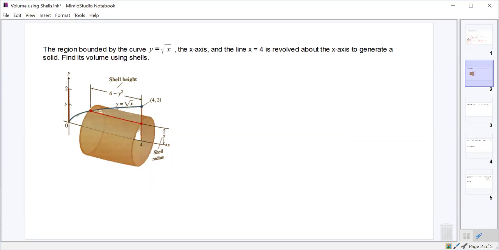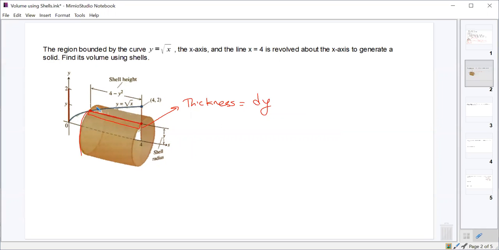And what we would do is we would graph our function first. And the second thing that we would do is we would sketch what we call a typical rectangle, like I said before. And that typical rectangle would be parallel to the axis that we were revolving around. And you'd be able to look at that and immediately say that the thickness of this is dy, right? Because the thin direction is in the y direction.